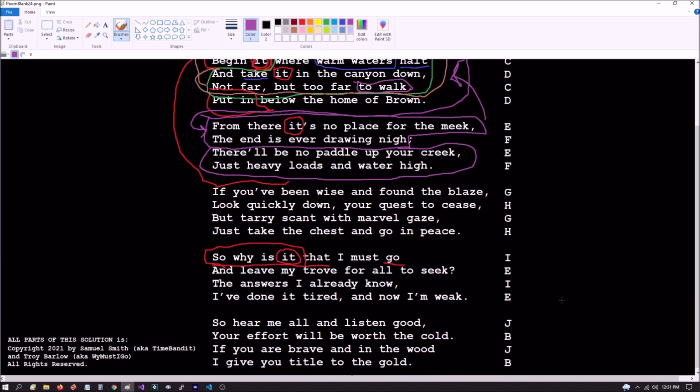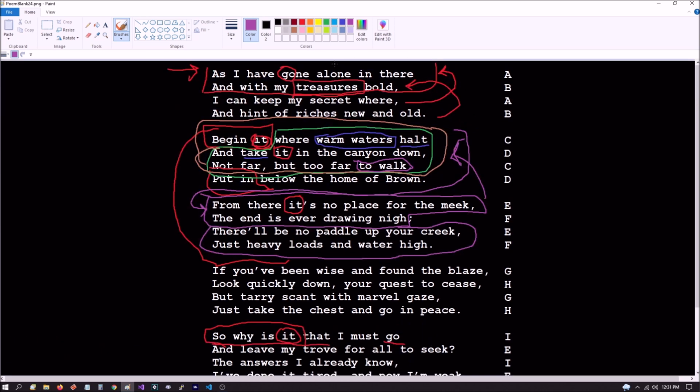I just wanted to mainly answer the question of how the rhyme scheme works. And when you get down here and he's telling you "so hear me," he's saying all of me, everything I've said, me. Me is, of course, the speaker of the poem. So if you go back and look through the poem, anywhere you have "I," and he's talking, that's the speaker. "I have gone alone in there. I can keep my secret where." The secret where belongs to the speaker. It's mine. Now all of a sudden you don't see "I" anymore.